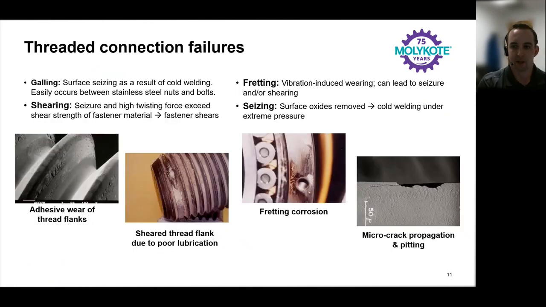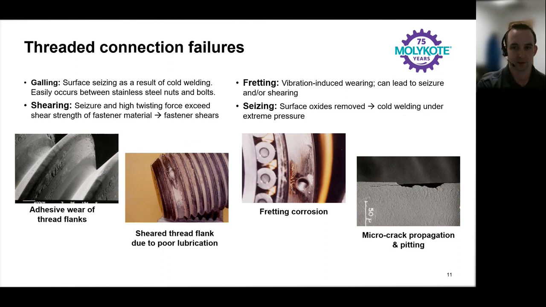So here we can see some of the types of fastener failures with a brief description for your reference. Galling is when two surfaces cold weld together due to extreme pressures. This is most common when stainless steel nuts and bolts are used without proper lubrication. You can see in the first image that there's pitting due to these cold welds. As the material cold welds together and the bolt is tightened, the material breaks apart from itself, causing these pits.